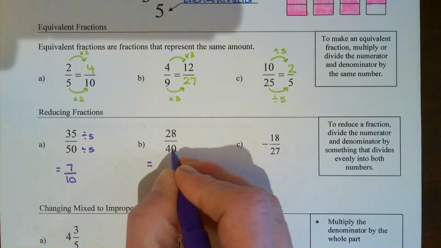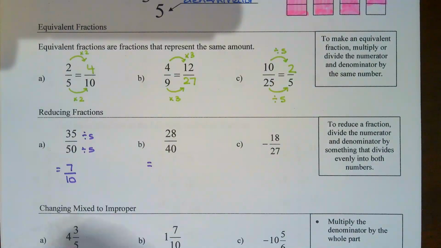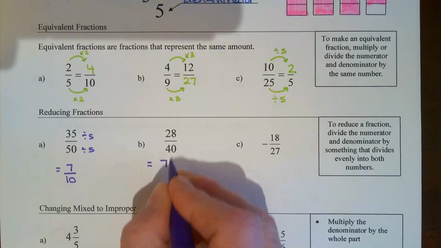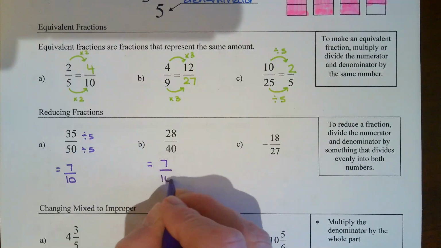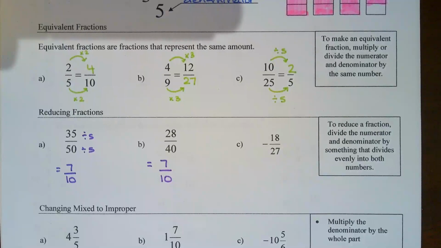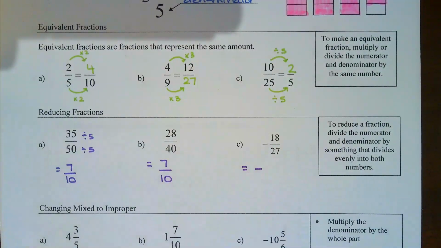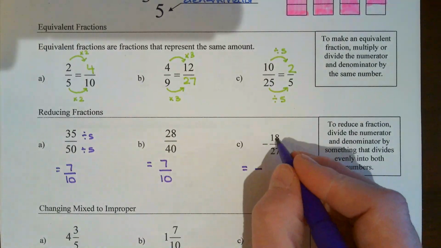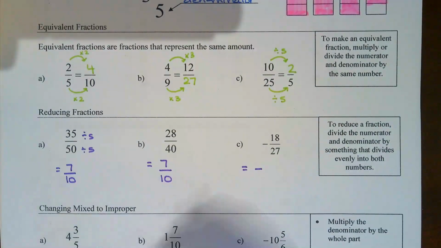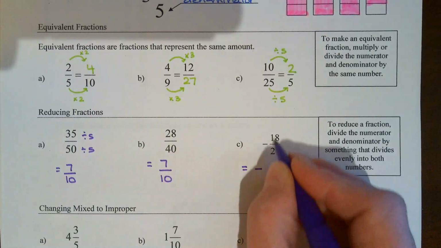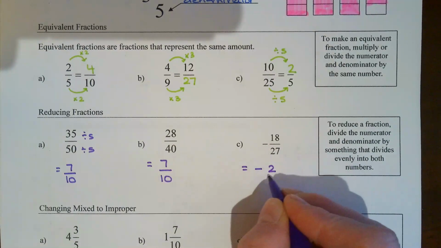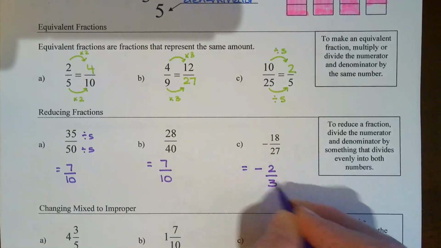If I look at 28 and 40, they're both divisible by 4. 28 divides by 4, and I get 7. 40 divides by 4, and I also get 10. This one is negative, so I put the negative in front, or I put it with the numerator. Don't put it with the denominator. 18 and 27 both divide by 9. 18 divided by 9 is 2, and 27 divided by 9 is 3.